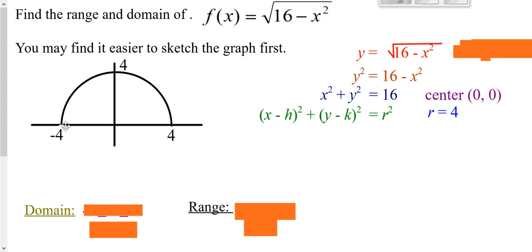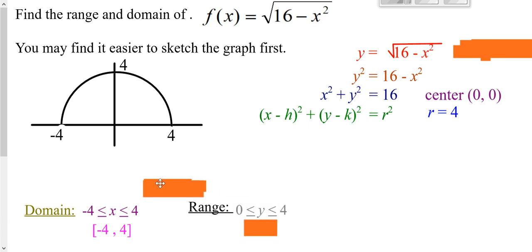You can see from here, from my domain, it's how far left and right it goes. Starts at -4 and includes -4 and goes up to +4. Or if you chose the interval notation, we would write this. Your range is how far up and down it goes. It starts at 0, only goes up to 4, so from 0 up to 4, or in interval notation, it would be written like this.